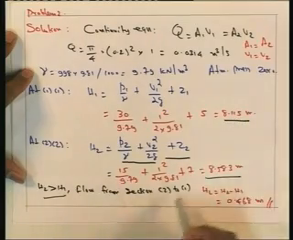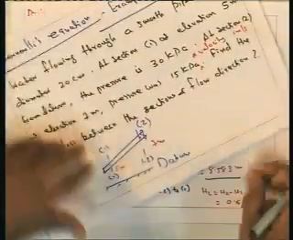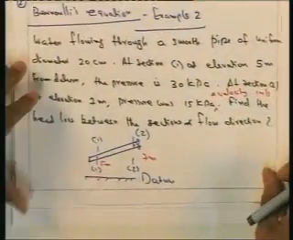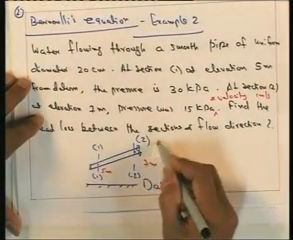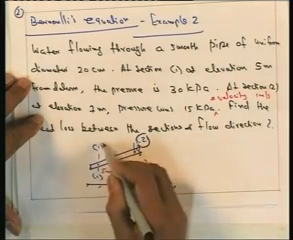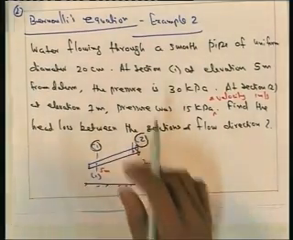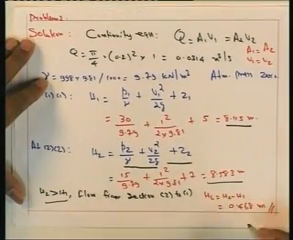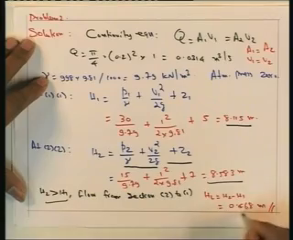So, flow occurs from section 2 to 1. Here we can see that the head at section 2 is much higher than section 1. So, we can say that the flow takes place from section 2 to 1, and the head loss is H2 minus H1, which is 0.468 meter.